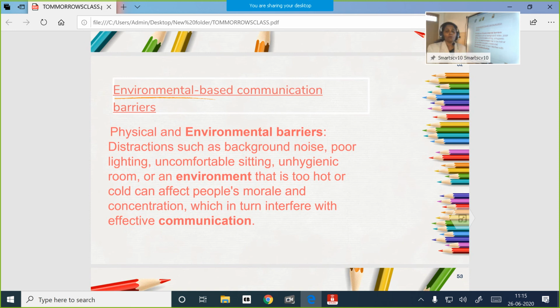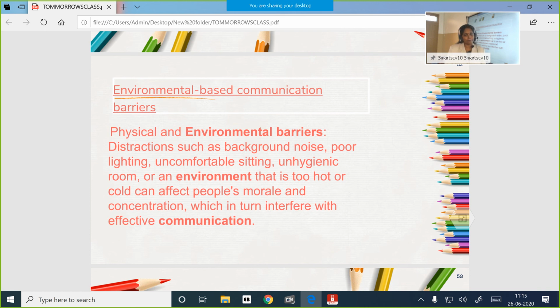Then we have the environment based communication barrier. That is when we want to speak, there will be some noise around, so we can't hear. So that is the barrier which is caused by the environment. So, three main communication barriers. One is intrapersonal, the characteristics that we possess, so that we can communicate with another person.